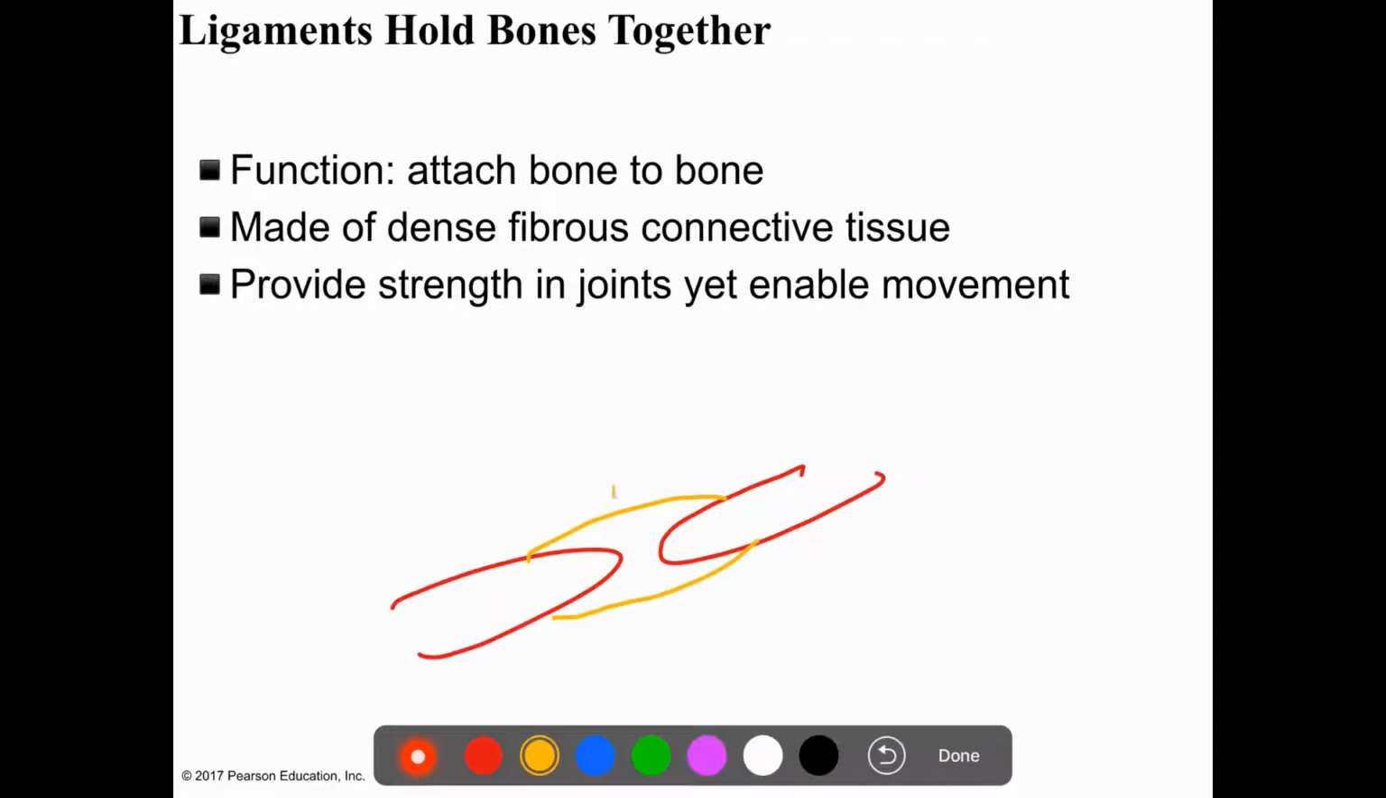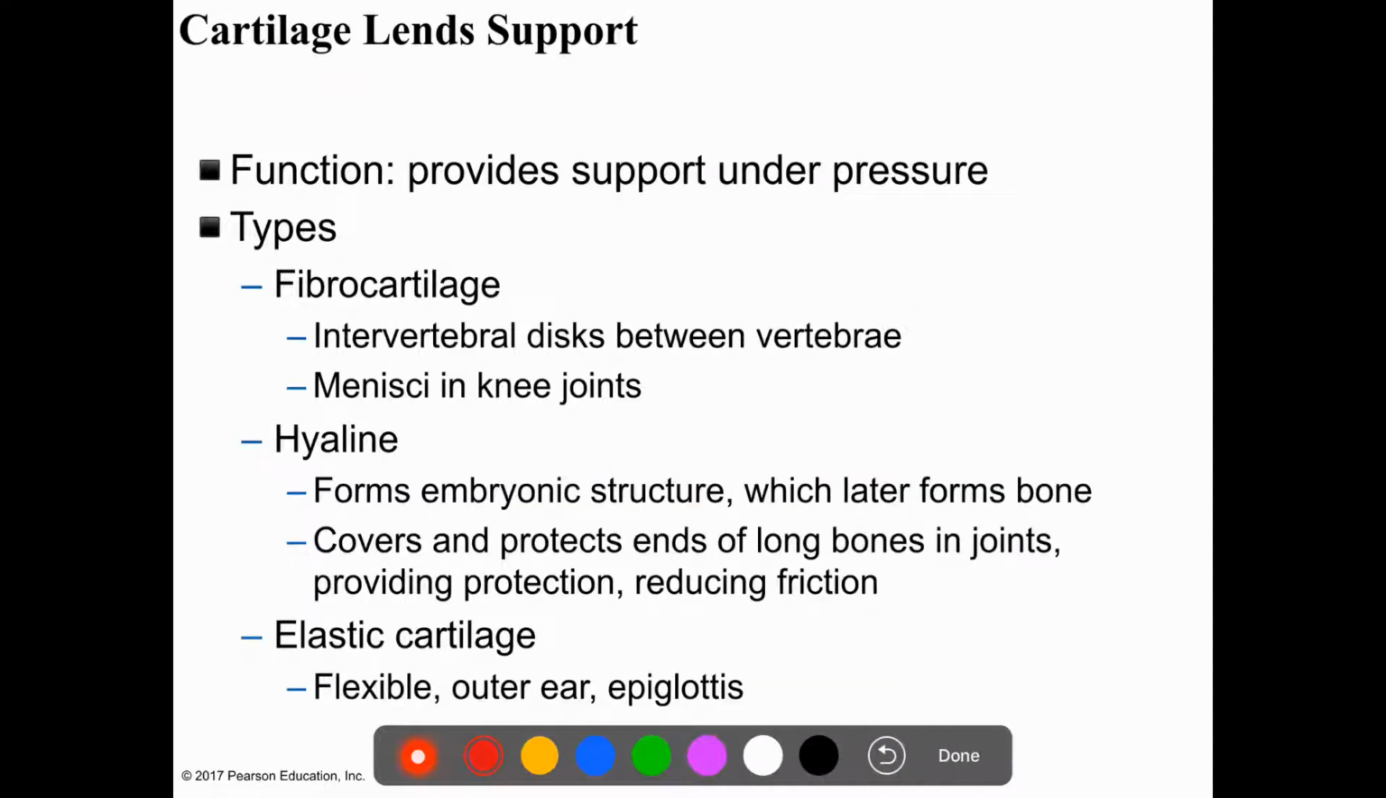Okay, they are attached with these ligaments, but yet these bones can move in different directions and stay attached to each other. Now, cartilage is a supporting tissue that is tough under pressure. Think of bones might break under high pressure, but cartilages in general are usually fine. They are flexible, and in our body we have three different types of cartilage.